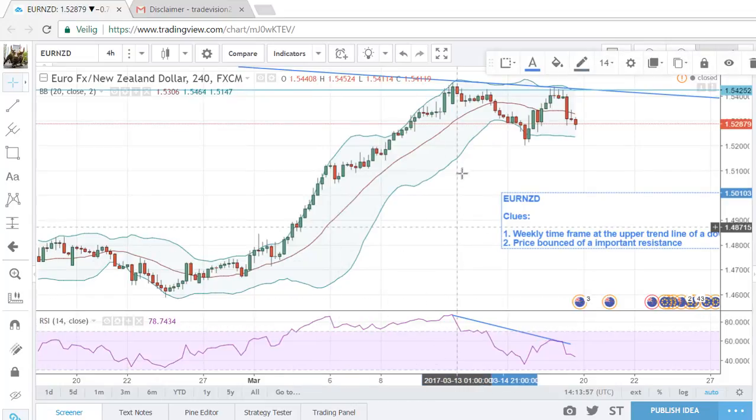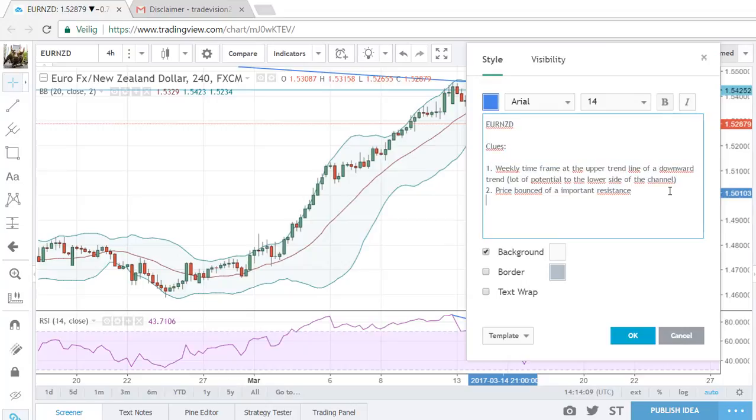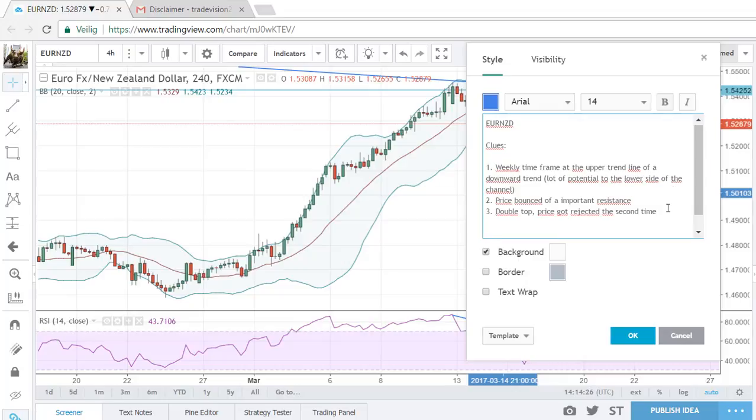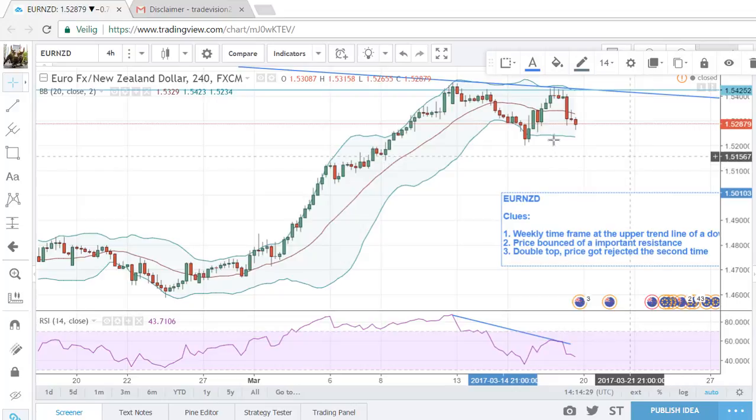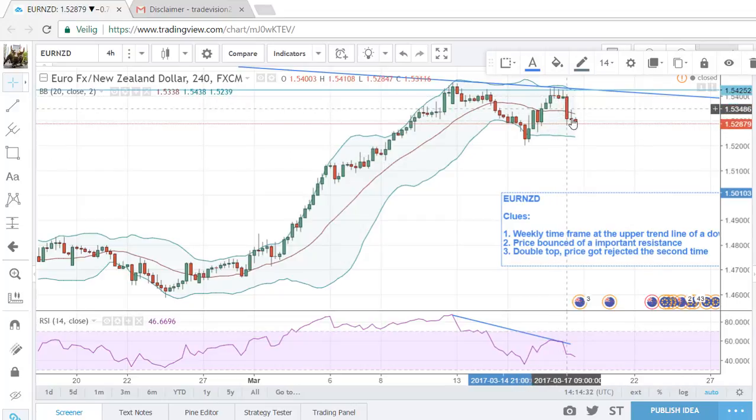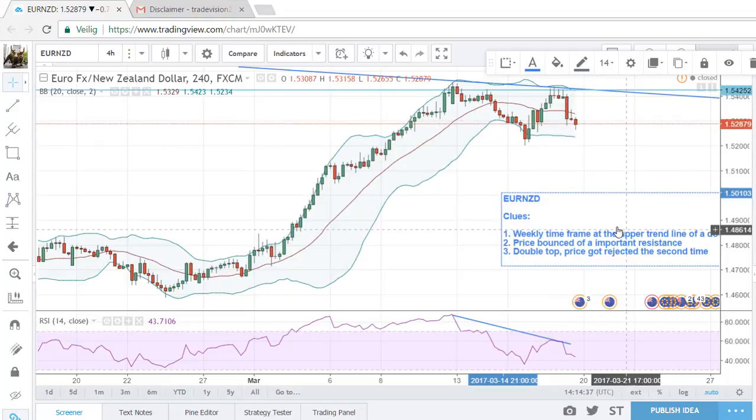Now we are looking at the 4-hour chart and we see that there is some kind of a double top in the market. Price tried to get through the resistance but failed, so we kind of see a double top. Price got rejected the second time. Do we have more clues? For now we see a break and a retest of the moving average. For now that seems to be holding.